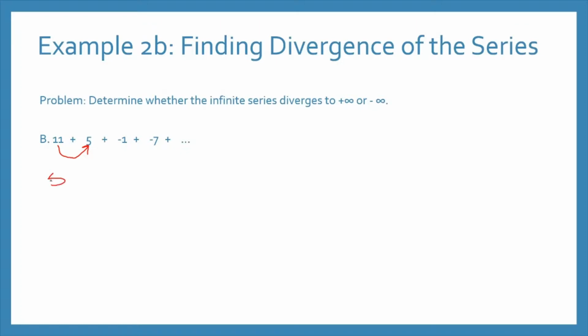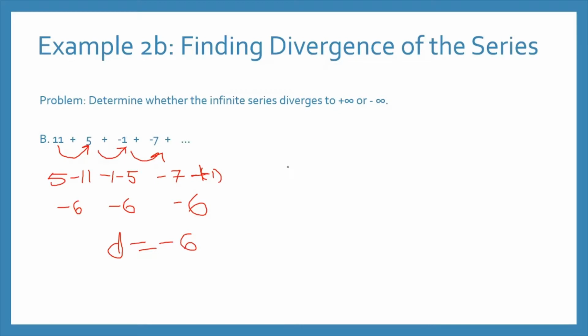So we have 5 minus 11 for our first difference, which is equal to -6. We then have -1 minus 5, which is equal to -6 again. And then our final one is -7 minus -1, which is equal to, this becomes a big plus right here, so we have -7 plus 1, which is -6. So again, now we found that d is equal to -6.